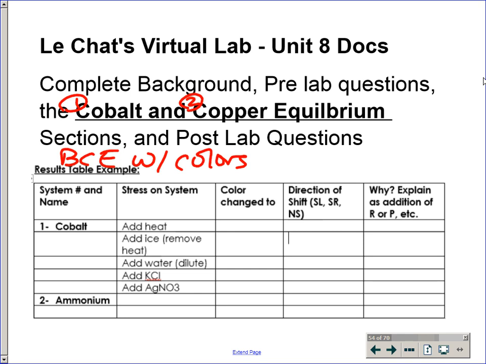You have 3 lab questions, and you're drawing the little results table.